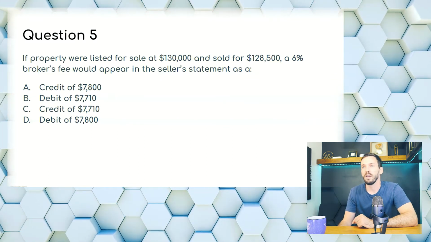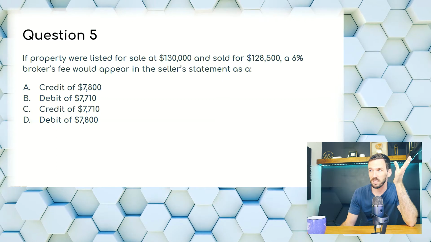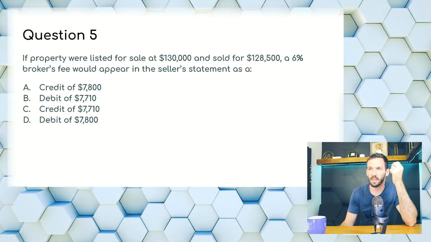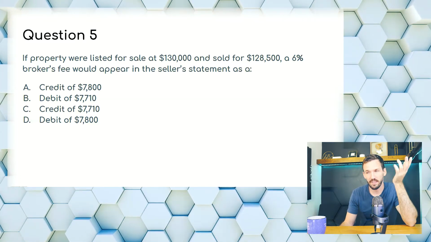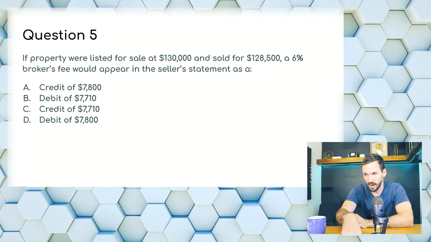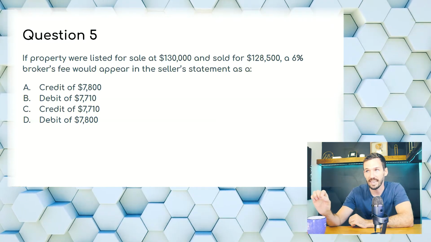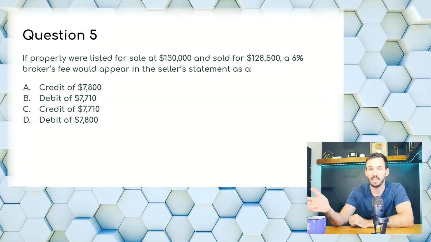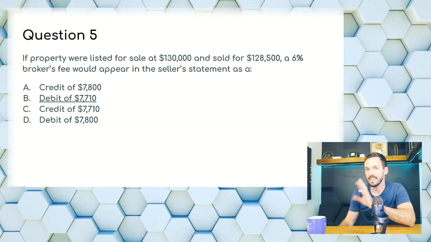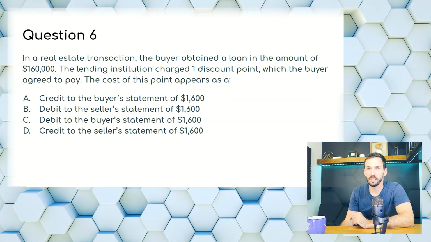Question 5. If a property were listed for sale at $130,000 and sold for $128,500, a 6% broker's fee would appear in the seller's statement as A, a credit of $7,800, B, a debit of $7,710, C, a credit of $77, or D, a debit of $7,800. So the fee comes from the sales price. So right away, know that the answer has to have the $7,710 in it. It's not coming from what it was listed for. That doesn't matter. It's what it's sold for. The seller has to pay for this, so it's a debit. B is the answer. Sellers pay the realtor fees.